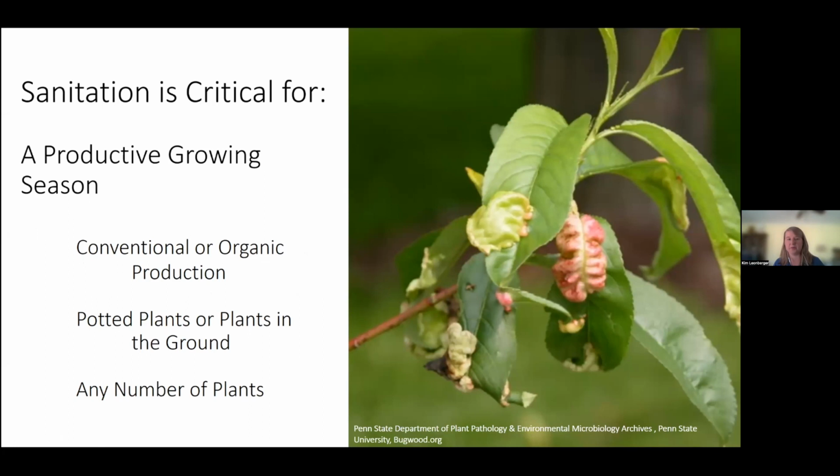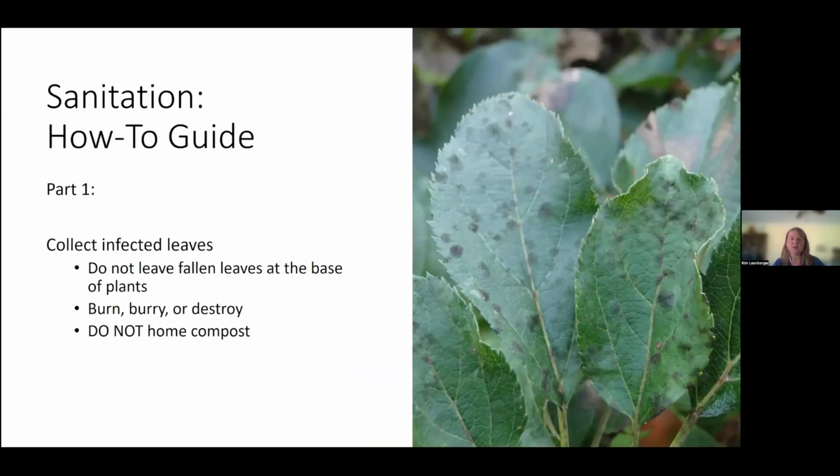So where is sanitation critical? It may seem like this is something that may not apply to you, but it probably does. This applies to conventional and organic production or chemical-free options as well. It can be applicable for plants that are in the ground or are in pots, and it's recommended for any number of plants. So if you just have one plant, it still applies. If you have a lot, it definitely applies. So it's really important to know that this is a practice that can be used in lots of different ways and in lots of different situations to really limit disease. So let's talk about how you actually go through sanitation.